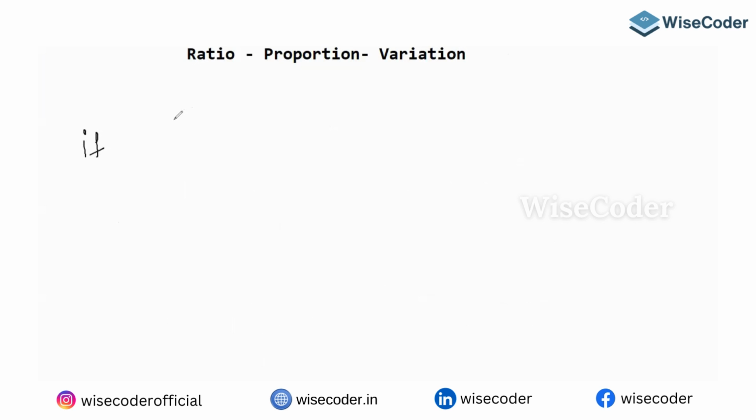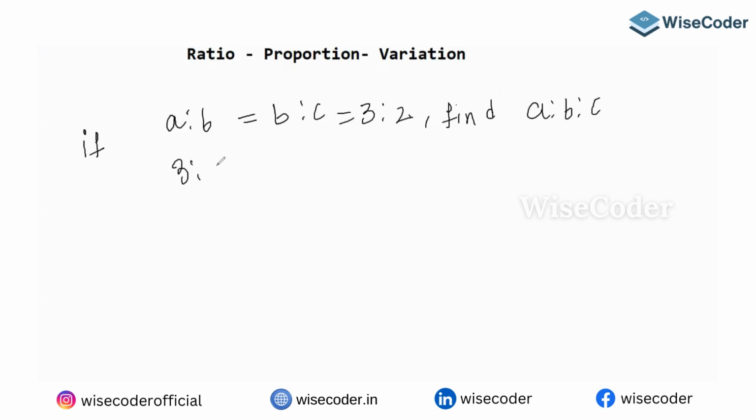If a is to b is equals to b is to c is equals to 3 is to 2, find a is to b is to c. What he's saying: a is to b is 3 is to 2, b is to c also 3 is to 2. So from this you can say what is a is to b is to c?